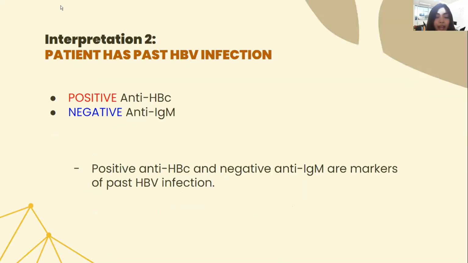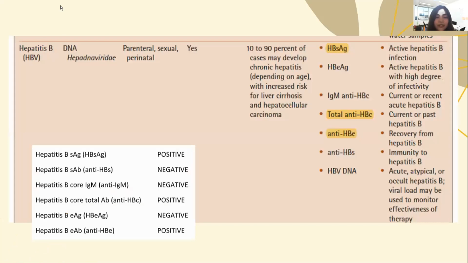Since the anti-HBc and anti-HBe are positive, the second possible interpretation in this case is that the patient has past HBV infection. We know that positive anti-HBc and negative anti-IgM are markers of past HBV infection. So it makes sense that the IgM anti-HBc and the HBe antigen came out non-reactive, because they both indicate current or recent active infections. Therefore, two possible interpretations can be assumed based on the farmer's serology profile. May I call on Group 2's representative to discuss the next learning objective?